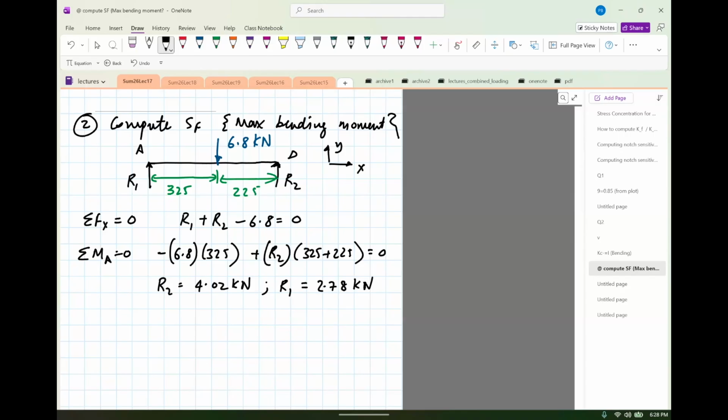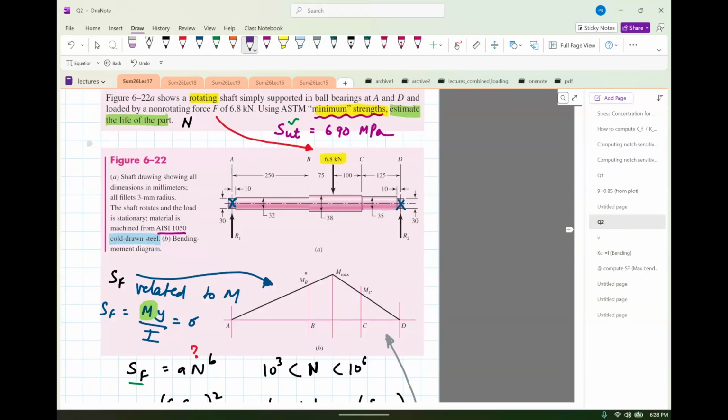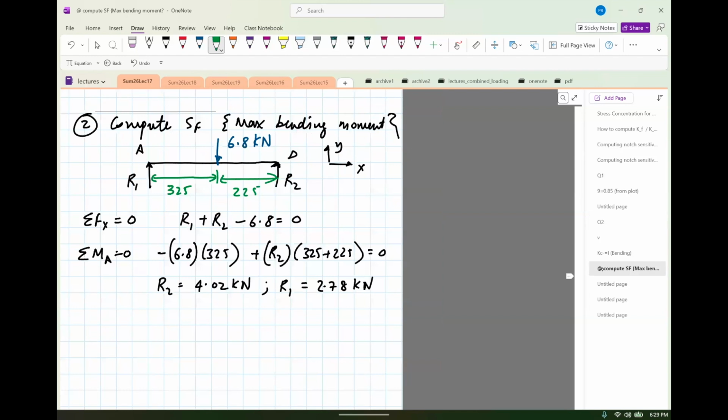Okay, now we need to compute the moment. I could draw the shear force diagram, but there's a shorter way to do this. We can find the moment here without actually doing the shear force diagram because it's not asked. So what we can do is draw the free body diagram assuming a cut right at B, at the application of the 6.8 kilonewton force, and that pretty much will give you the moment. So this is how you'll do it.